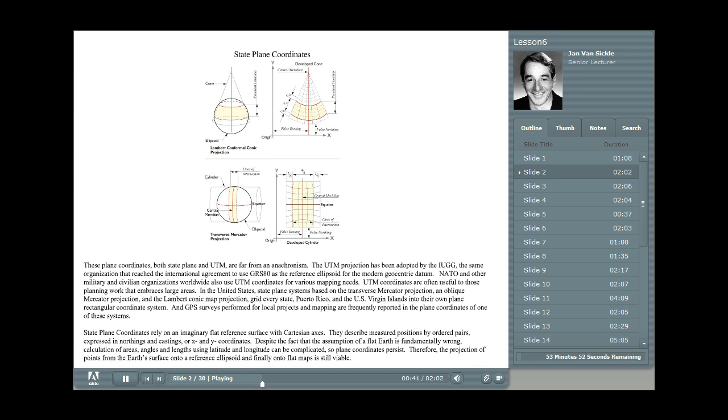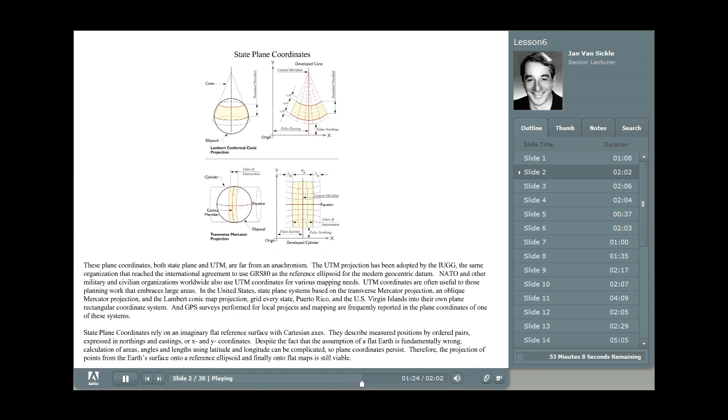Here we have on this slide, and we'll talk more about this in a bit, the Lambert conformal conic projection on the top and the transverse Mercator projection on the bottom. Both rely on expressing the coordinates in X and Y, northings and eastings, of course the Y being the northing and the X being the easting, and they're both based upon the fundamental assumption that we're dealing with a flat surface, which of course we're not.